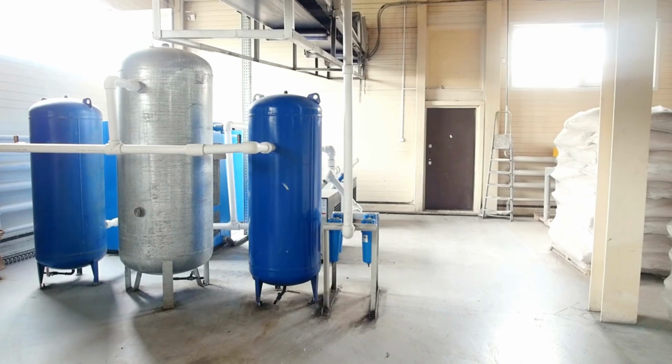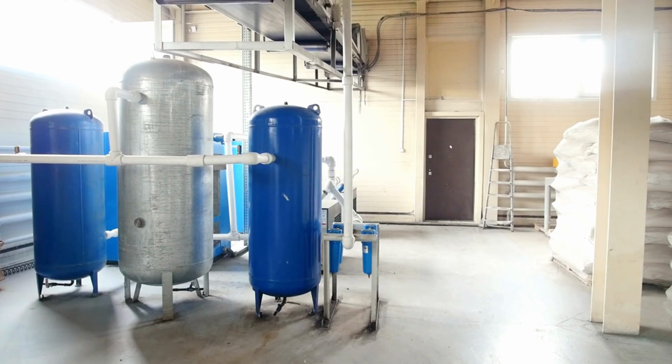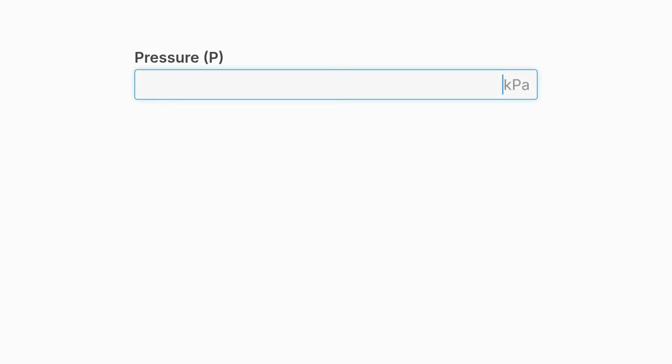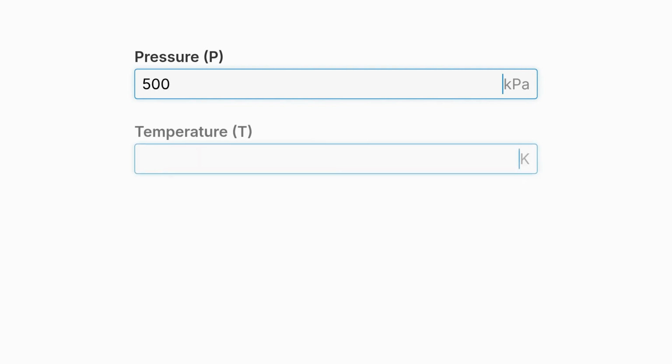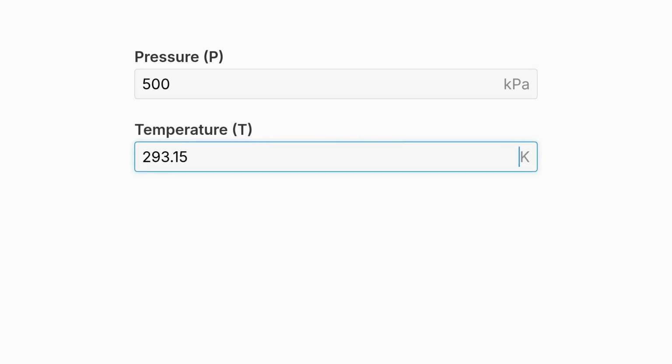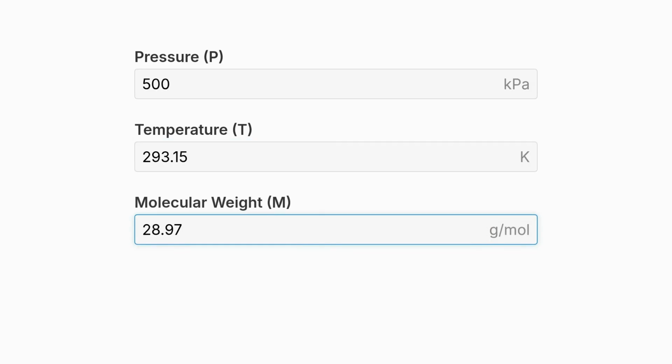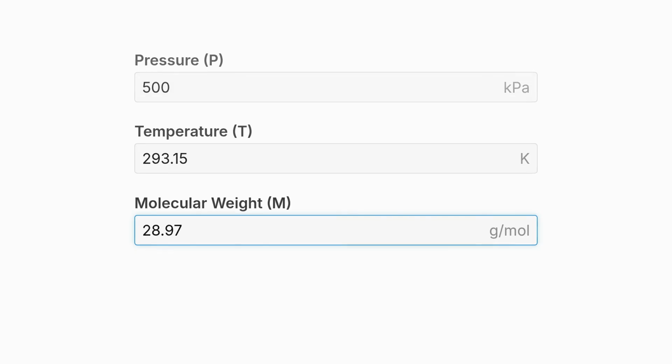Let's work through a practical example. Imagine we're analyzing compressed air in a storage tank. We'll enter pressure as 500 kilopascals, temperature as 293.15 Kelvin, that's 20 degrees Celsius, and molecular weight as 28.97 grams per mole for dry air.